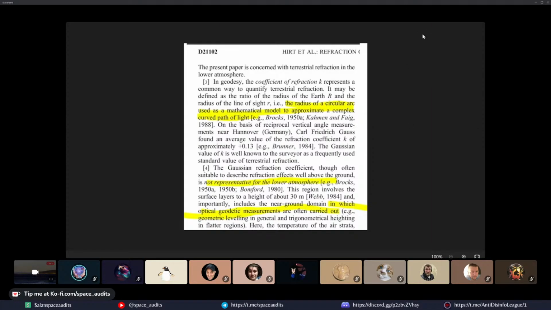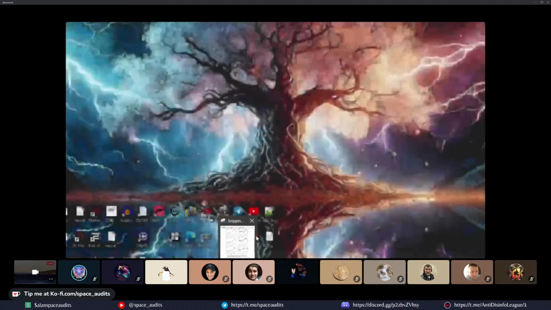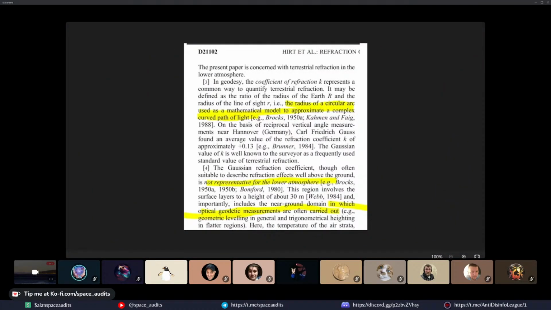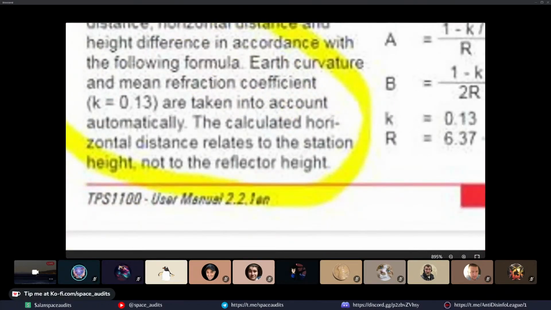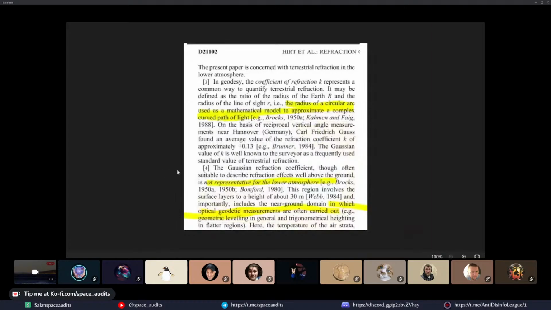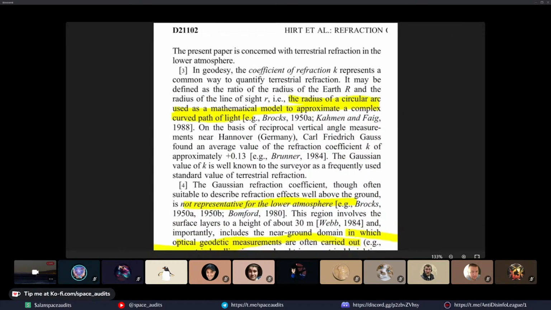And look, the radius of a circular arc used as a mathematical model to approximate a complex path curve of light. So this is exactly where they say this is the domain in which optical geodetic measurements are often carried out. And they said this coefficient right here is well known to cause all sorts of fluctuations. And again, that's already on top of the tools themselves having such wonderful built-in features as automatically calculating Earth curve and mean refraction. So if the tool is set to use this coefficient of refraction at this rate, which itself is already invoking the radius of Earth, which is then going to match the measurement when they go to compare it to the radius of Earth. Does anybody else see the problem with this?